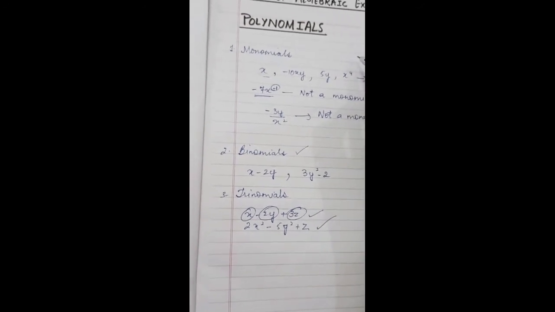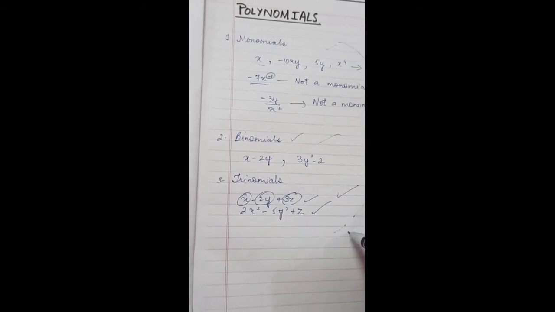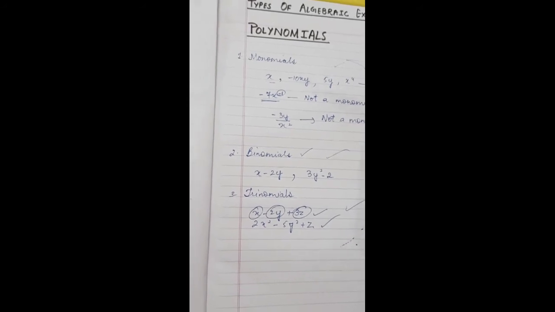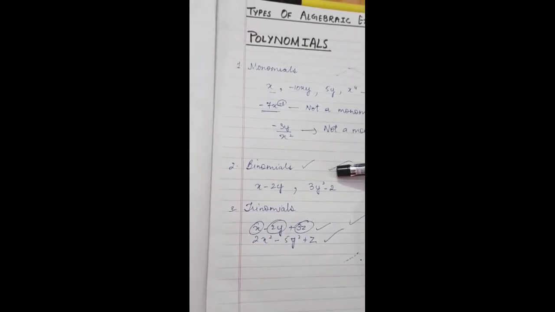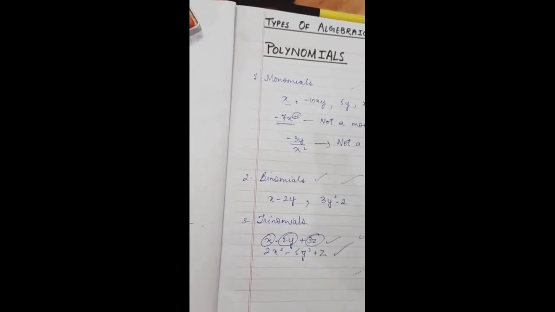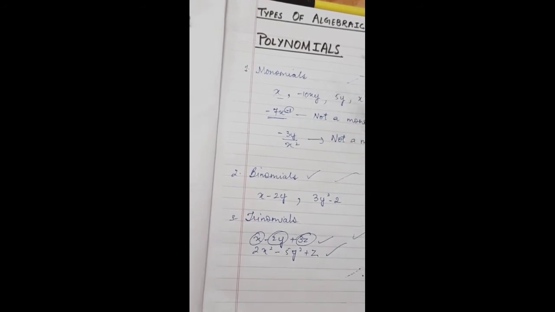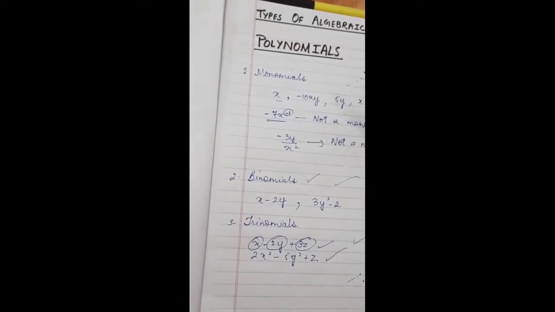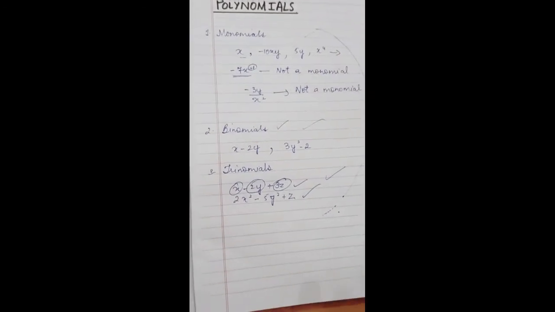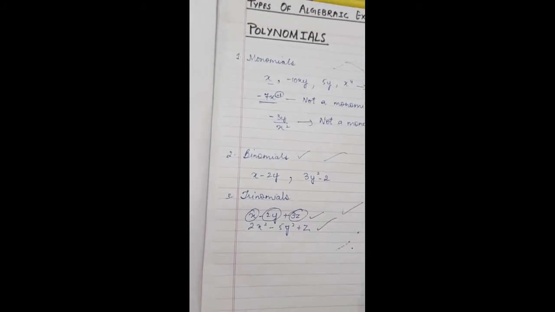And all three are known as polynomials. A polynomial is a monomial, a binomial, a trinomial. All algebraic expressions that have one or more than one terms are called polynomials. In polynomials, the variable must have whole number exponents.